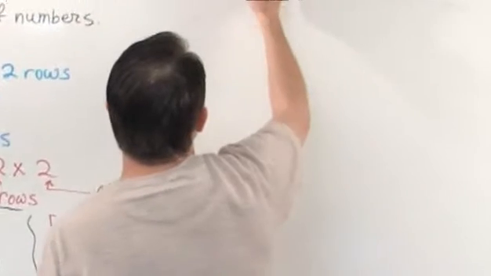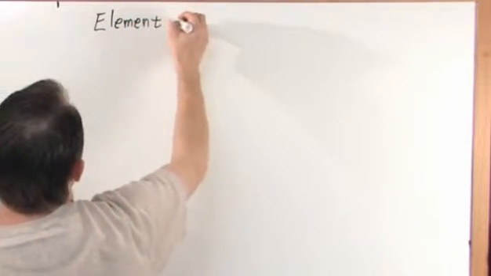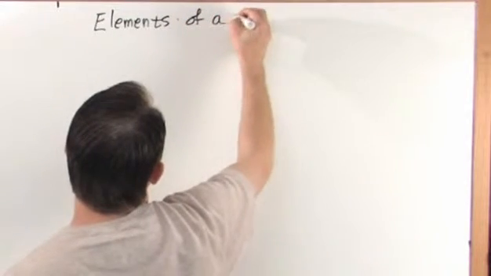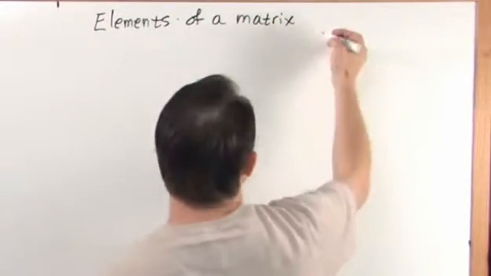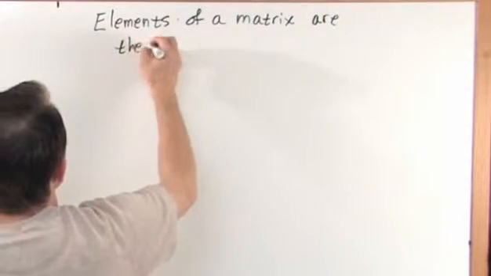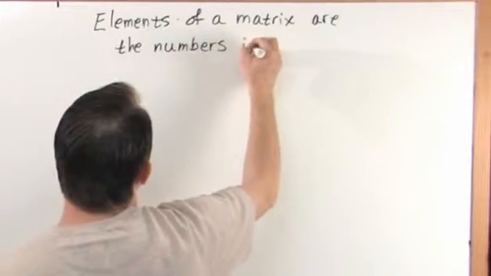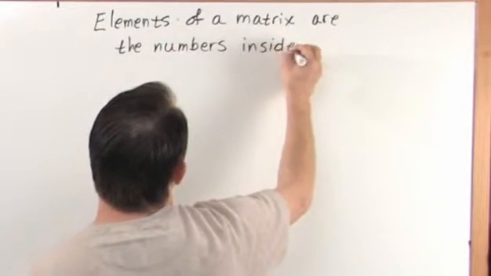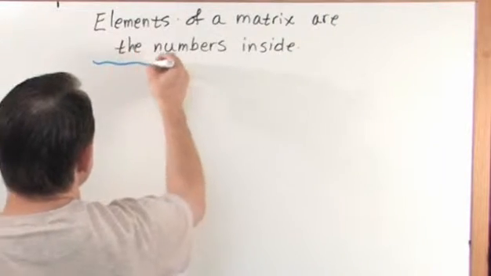So the elements of a matrix are the numbers inside. Okay? The numbers inside, okay? So, let's go ahead and draw that. The easiest way to do this is by example.